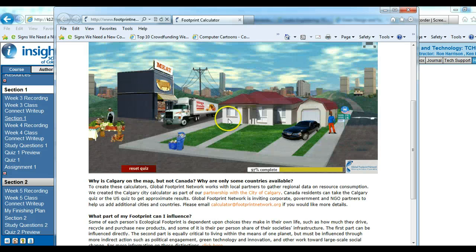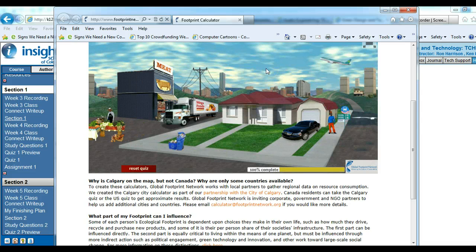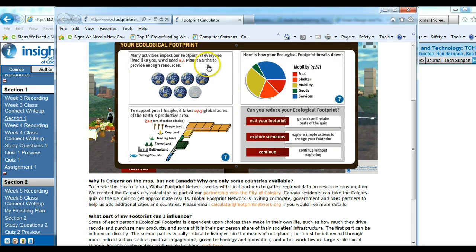Because I think it goes into airplanes. I travel by airplane. How many hours do you fly each year? Oh my gosh, I fly over 100 hours each year. So here we are. Let's see what mine is. Oh, look, I'm embarrassed. 6.1 planets if everybody lived like me.